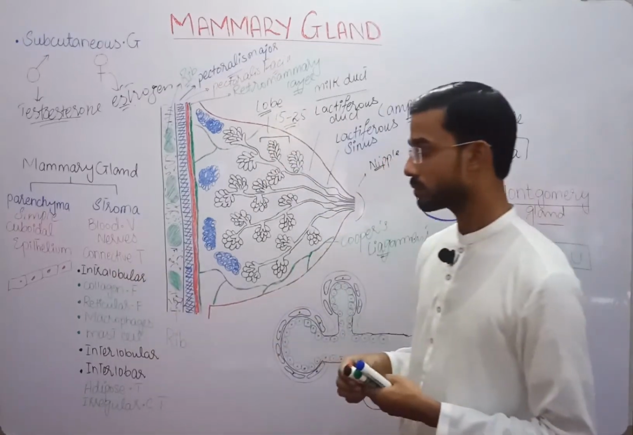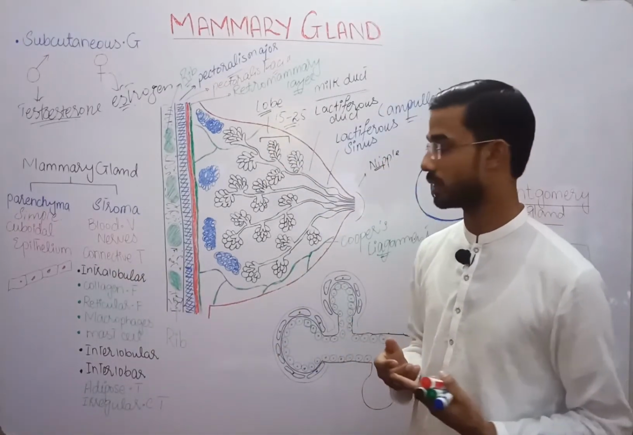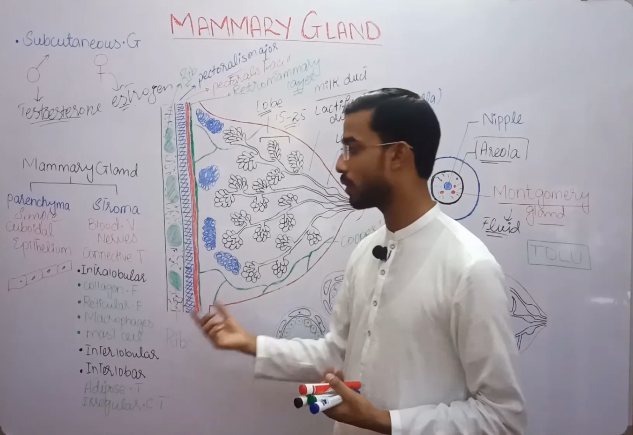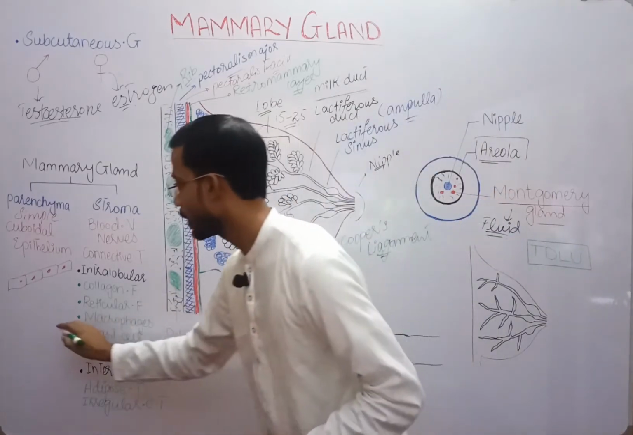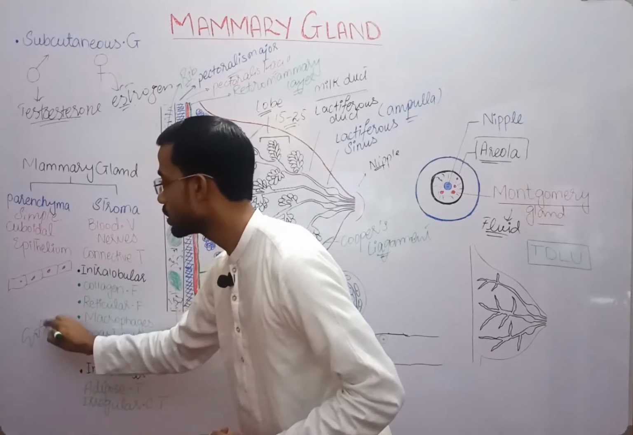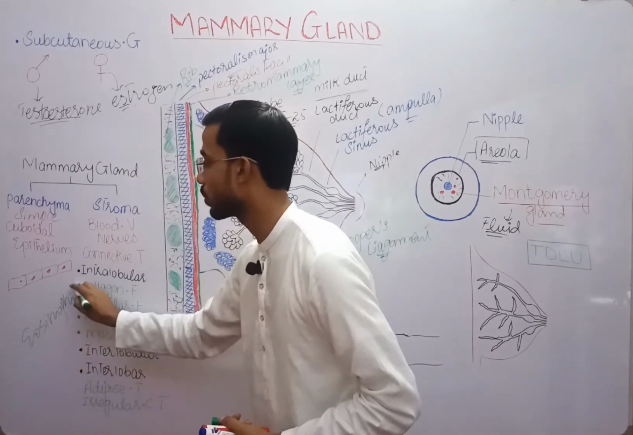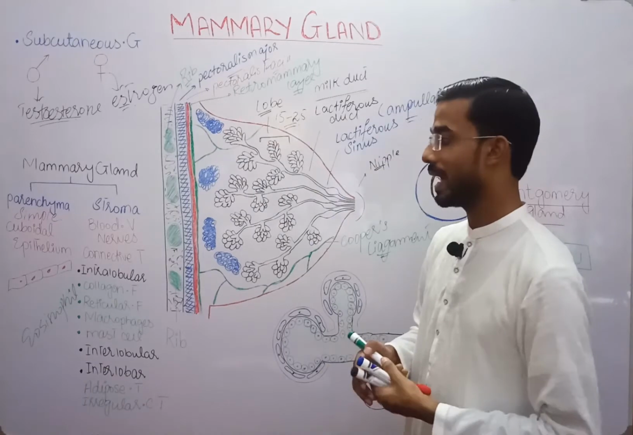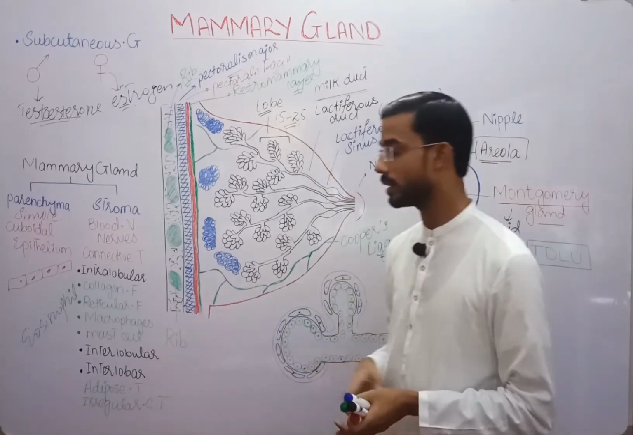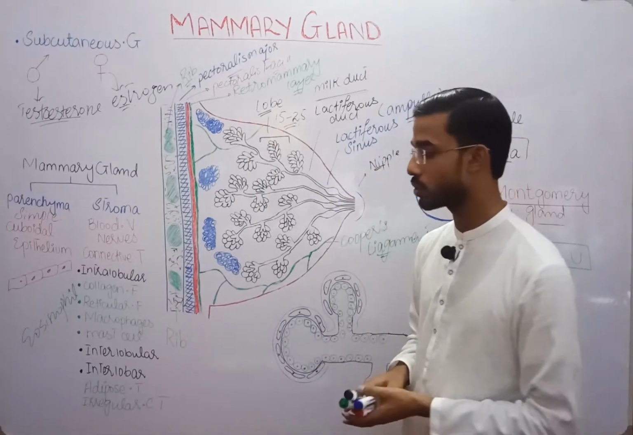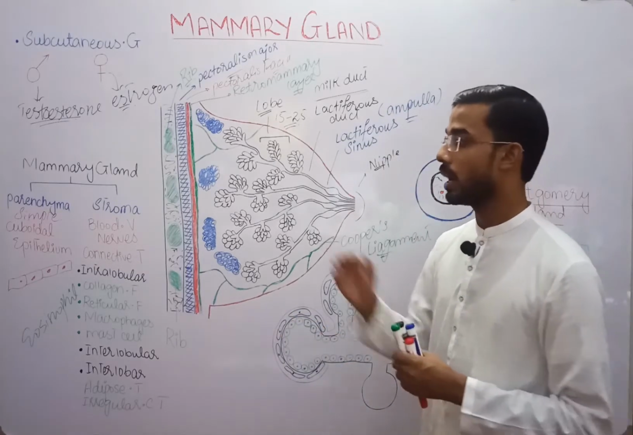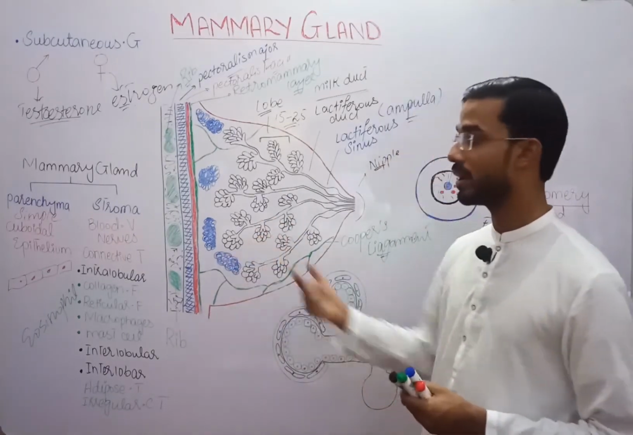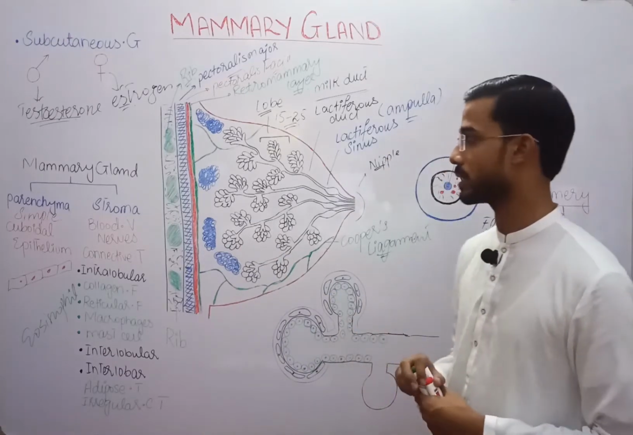Intralobular connective tissue contains several things: collagen fiber, reticular fiber, macrophages, mast cells, and eosinophils also. And interlobular and interlobar connective tissues contain adipose and dense irregular connective tissues. We will see where these connective tissues are present in the breast.